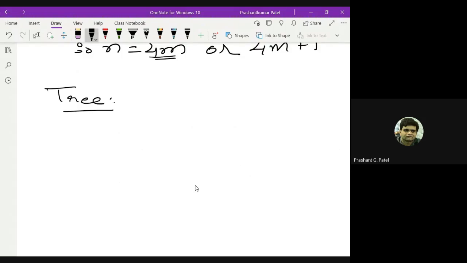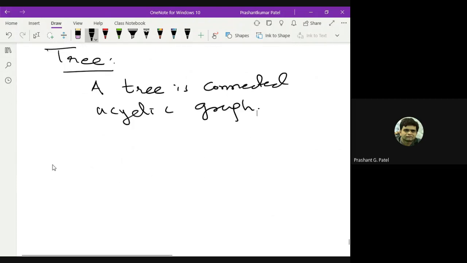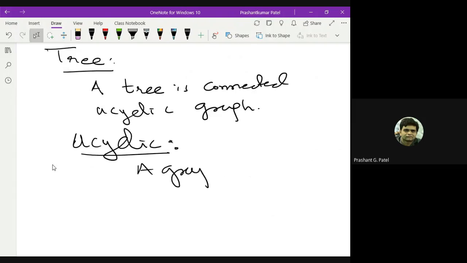First of all, a tree is a connected acyclic graph. A tree is a connected acyclic graph. What does acyclic graph mean? Acyclic graph means there is no cycle in the graph. It is called acyclic. So I may define an acyclic graph as a graph with no cycle.